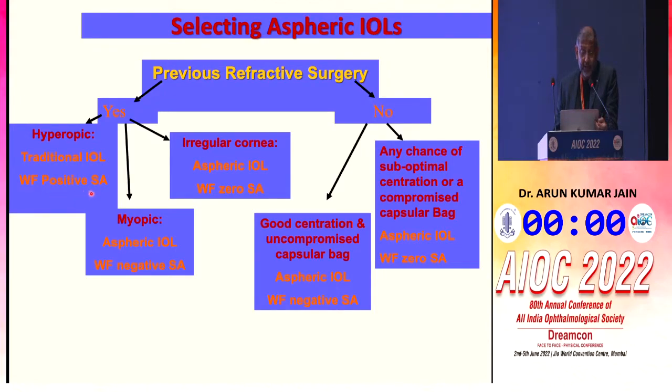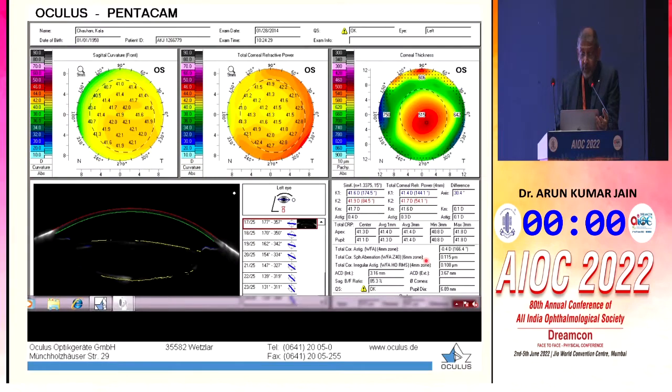Post-myopic surgery, the positive asphericity increases, so we should be using a negatively aspheric IOL, and where there is any chance of subluxation or decentration, we should be using aspheric neutral lenses.